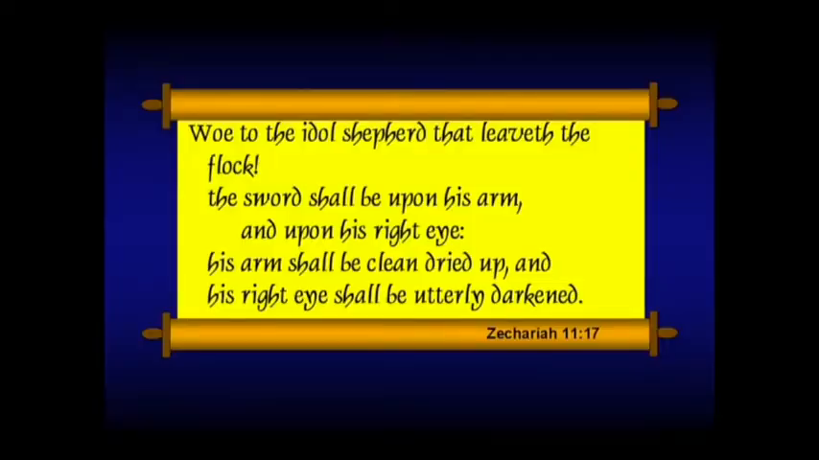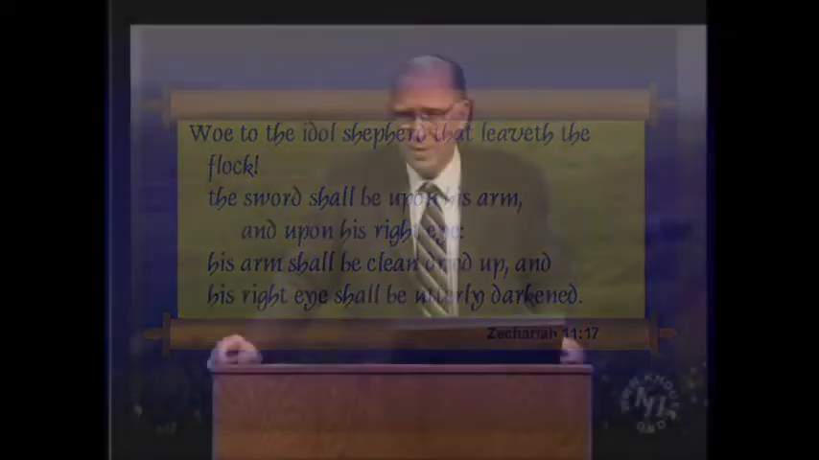There's only one physical description of the Antichrist in the Bible I know about, and that's Zechariah 11:17. Last verse of chapter 11 of Zechariah. Woe to the idle shepherd that leaveth the flock. The sword shall be upon his arm and upon his right eye. His arm shall be clean dried up, and his right eye shall be utterly darkened. That's all we know. The speculation, a conjecture on the part of some scholars, is that he apparently has an impairment of this sort. He wasn't killed. He's alive. But he has apparently a bad eye and a bad arm.